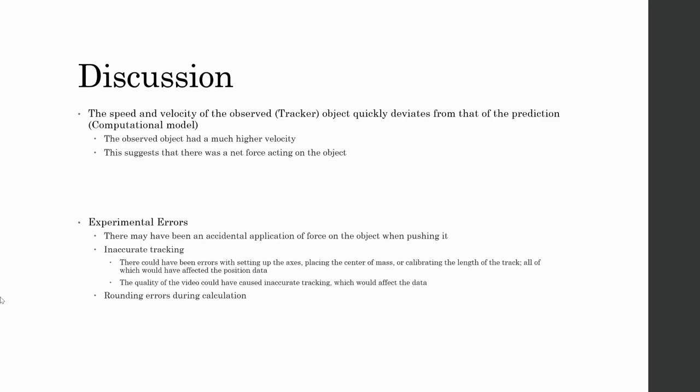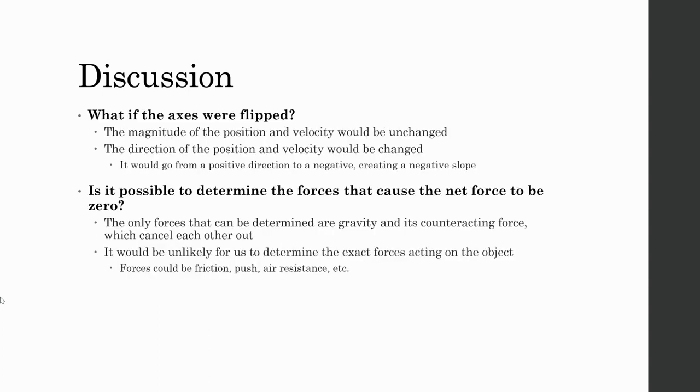As you can see, there is a noticeable difference between the two. The deviation of the observed data from the predicted data shows that the observed object has a much higher velocity. This would suggest that the object had a net force acting on it, which means it was not at constant velocity. An explanation for this result would be errors during the experimentation process. When the object first started moving, there could have been a strong force acting on the object. The video quality, which includes variables such as the frame rate, could have also affected the tracking capabilities of the program. There may have also been rounding errors during the calculation, which would have affected the computational model.